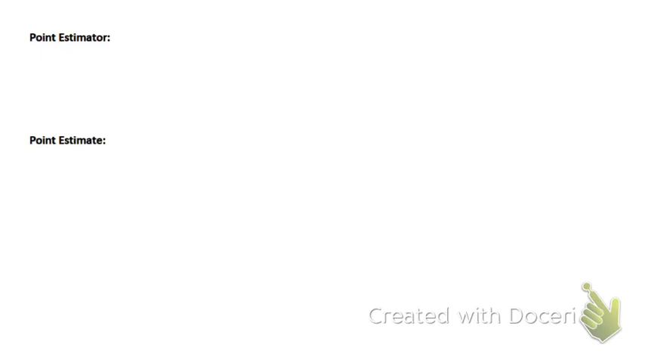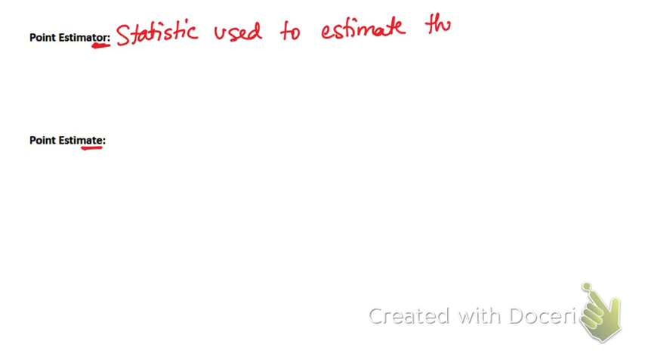We have two new phrases that we need to make sure we can differentiate between. We have a point estimator, E-S-T-I-M-A-T-O-R, and a point estimate, E-S-T-I-M-A-T-E. How do you know which one is which? Here you go. The point estimator is the statistic used to estimate the parameter.